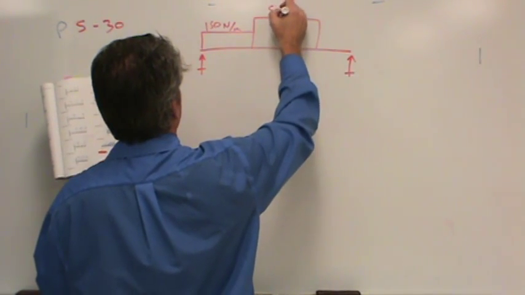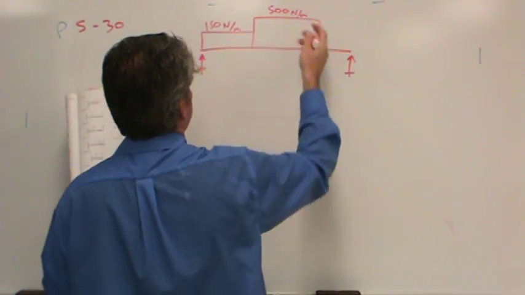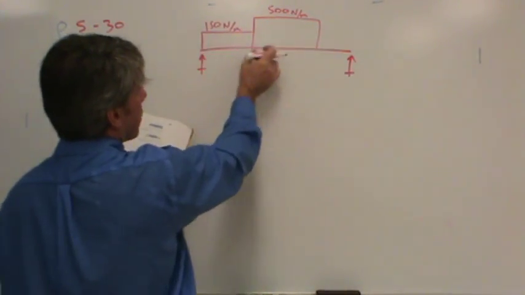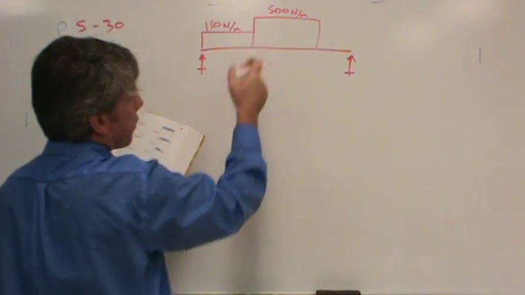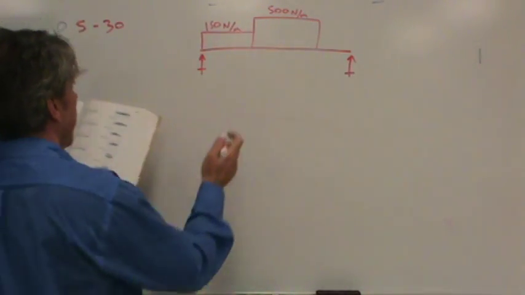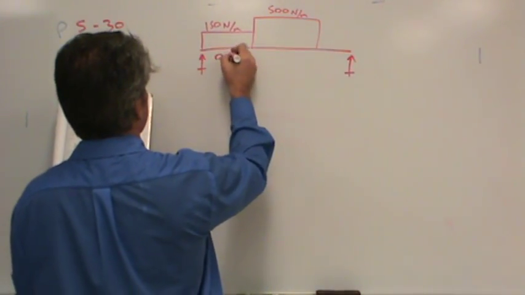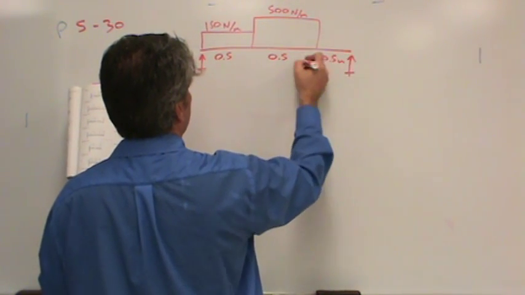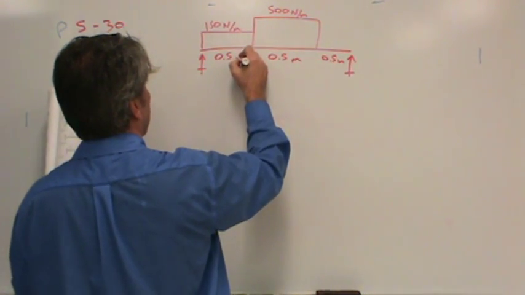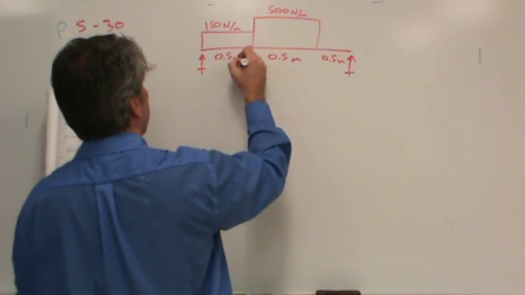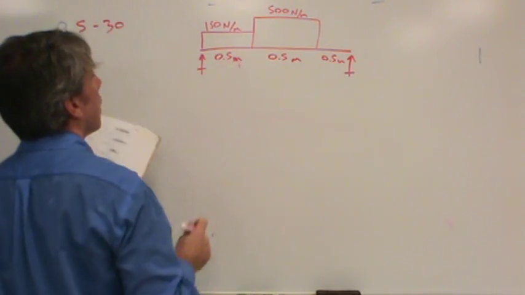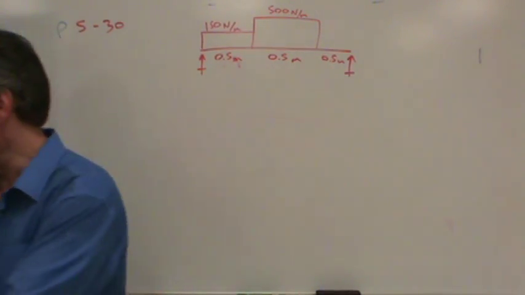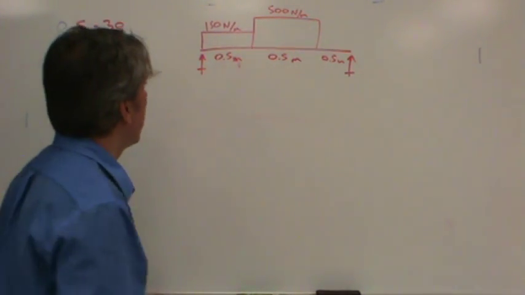The next one is 500 newtons per meter, and all that means is for each meter you've got 150 newtons, and over in this section for each meter there's 500 newtons applied. And the dimensions are pretty nice. They're a half meter for each section. Okay, let's start off with the loads, or basically the reactions, and see what we've got.